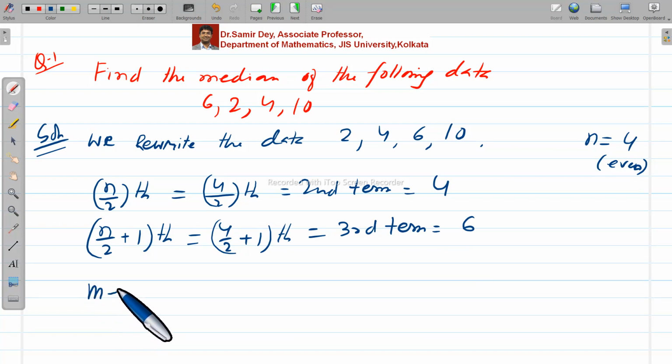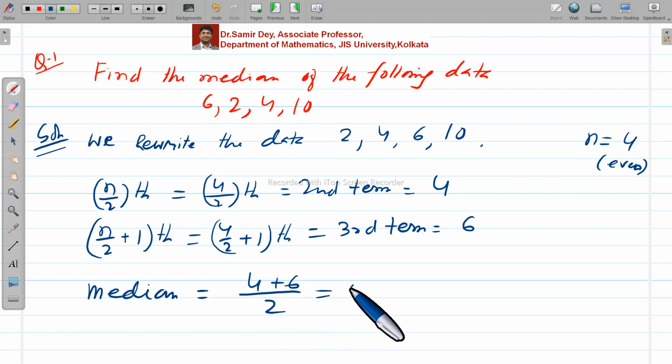What will be the median? Median is equal to average of these two terms. Okay, average of these two terms means 4 plus 6 by 2 is equal to 5 will be the median for this particular problem. Okay, I think it is clear to all of you. If I have even number of data or odd number of data, so this is the process by which you can find the median.